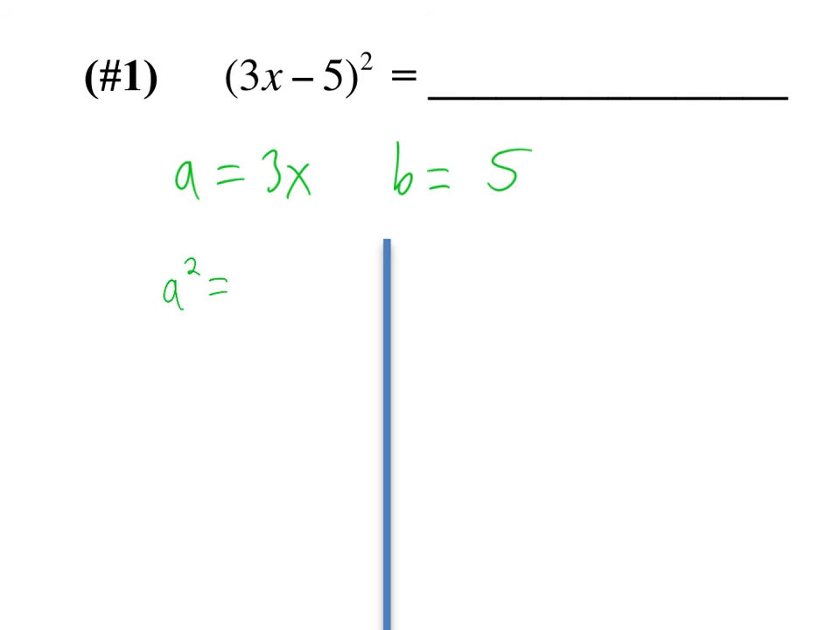So what's a squared? Okay, so that's going to be 3x all squared, which equals what? 3 squared and x squared is going to be 9x squared. And then we need b squared. Well, what's 5 squared going to be? It's going to be 25. So that's the first and last term.